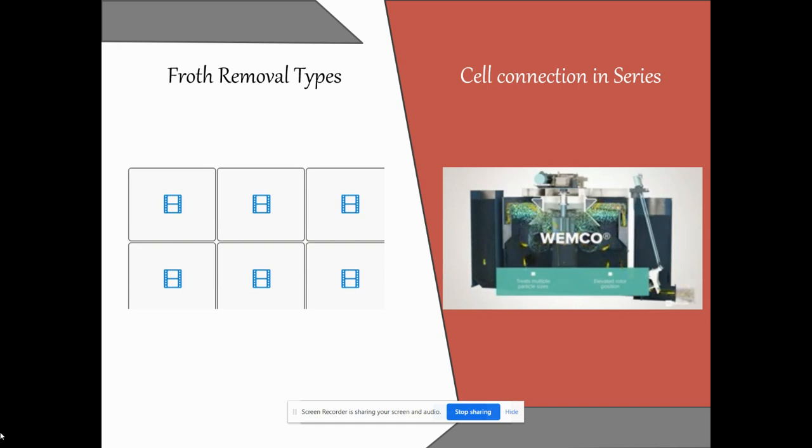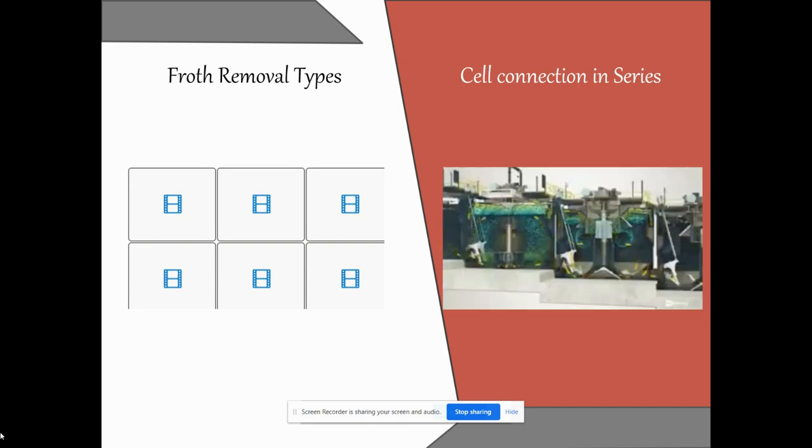With the WEMCO machine, slurry is directed below the false bottom. It is then pumped up through the draft tube to the rotor. The rotor injects air from outside and forms small bubbles. The particles then attach to the bubble and move to the froth region, where they are removed as concentrate.